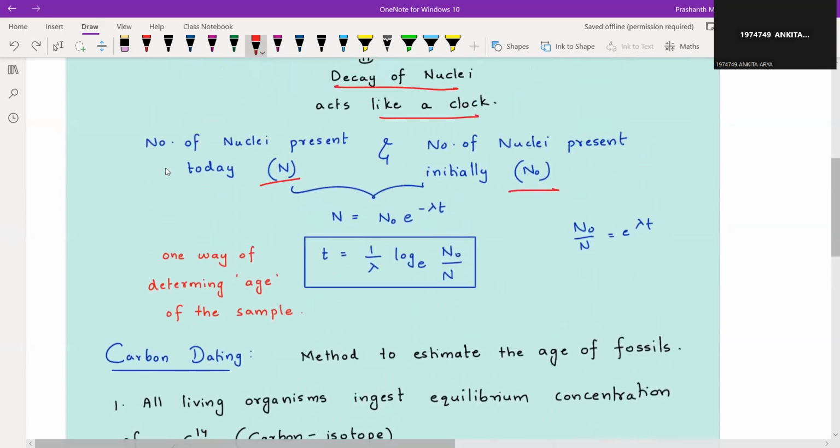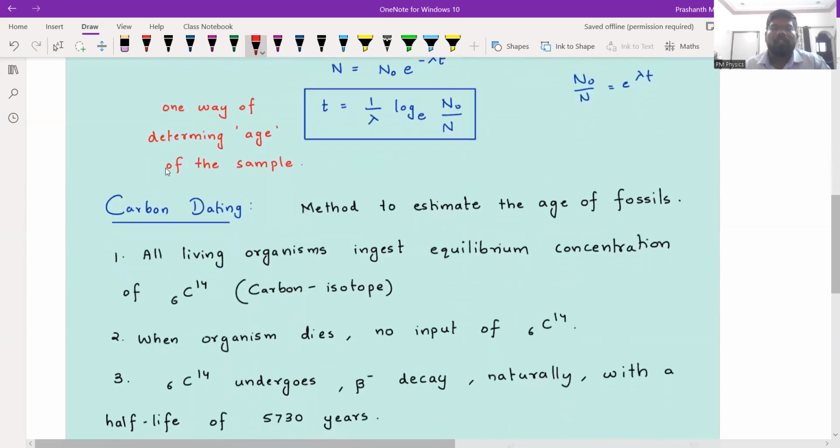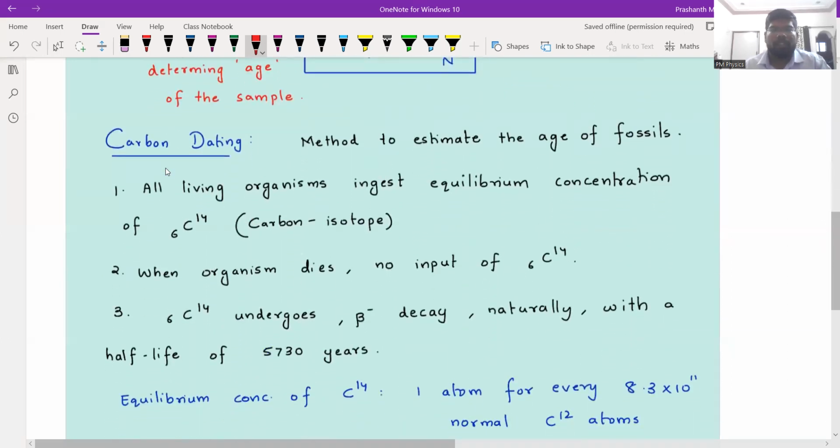There are two unknowns now, sir. How do they know how much was there initially? This is a known thing. When we come to carbon dating, we'll see here. Carbon dating is one method where carbon isotope is what they look for. So it's a method to estimate the age of fossils.